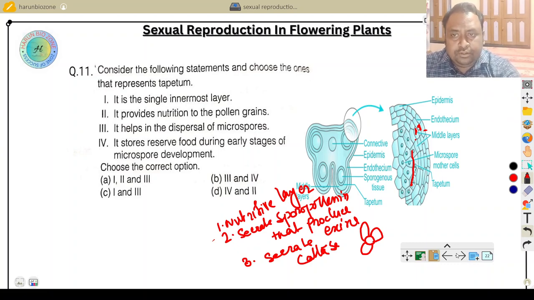Next question. So here the right answers are one, two, and four. But here, three is the wrong answer.